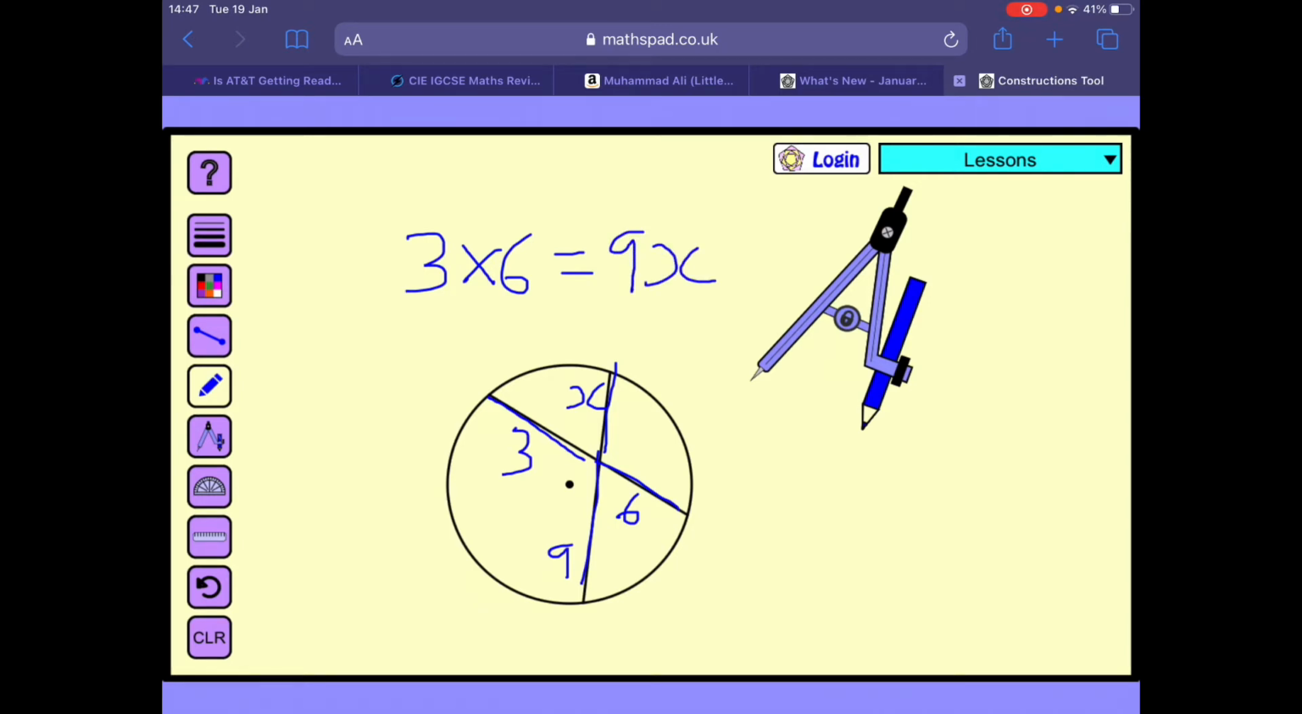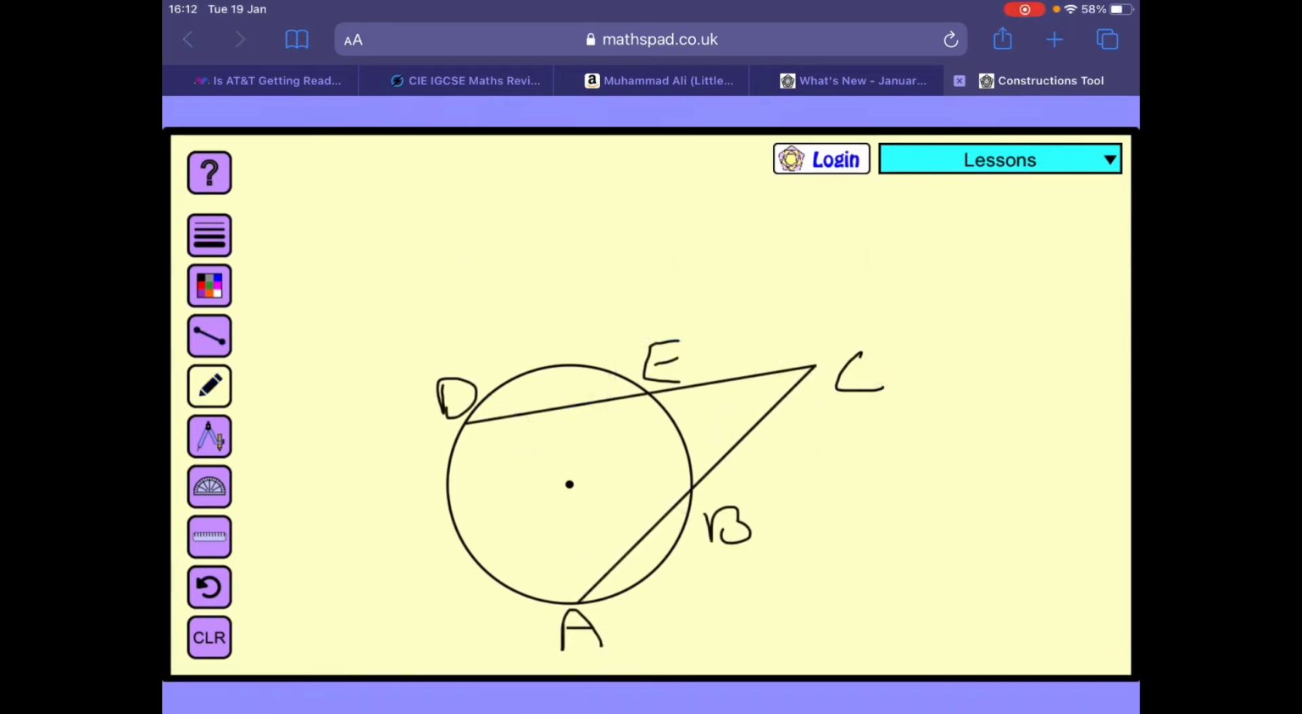And this is very straightforward. 18 equals 9x, therefore x equals 2. And that is the intersecting chords theorem. That is it. There's another version that we're going to look at in a minute.